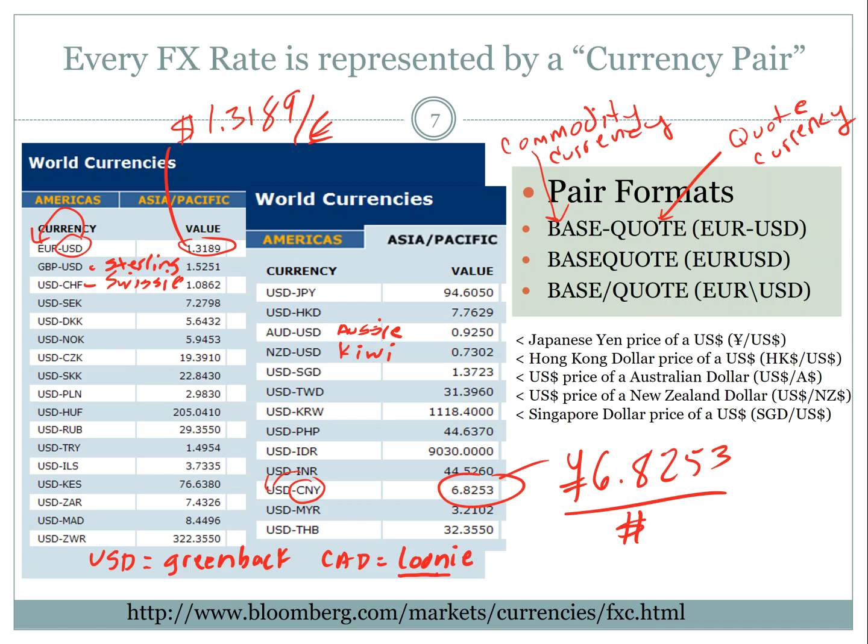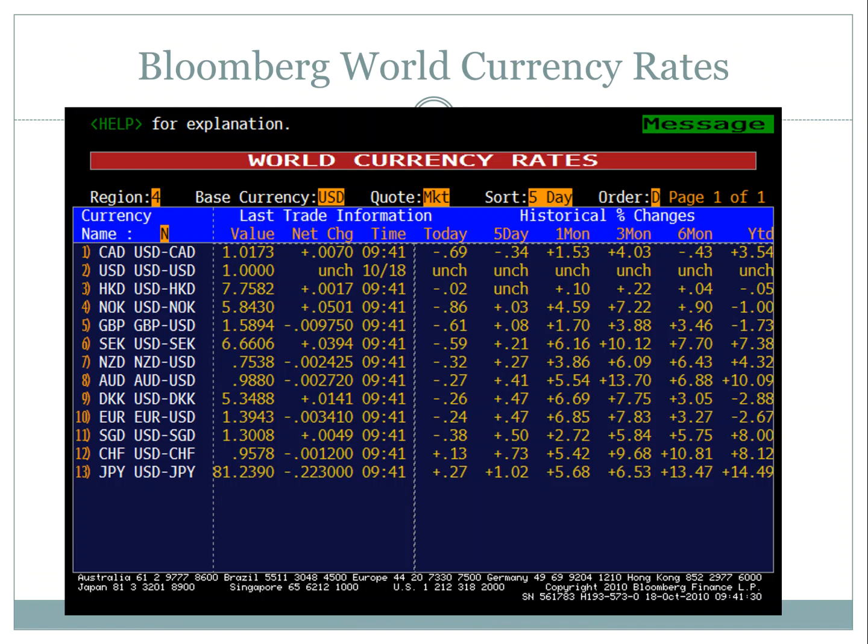Base currency, quote currency. Here's what it looks like in Bloomberg. So dollar price of a euro, Danish kroner price of a dollar, dollar price of an Aussie, Swedish crown price of a dollar, and so on. Japanese yen price of a dollar.